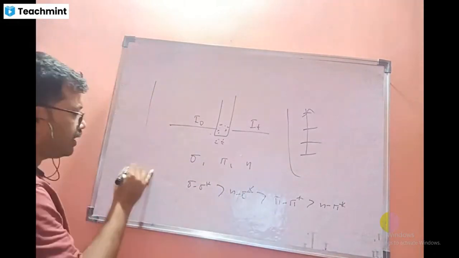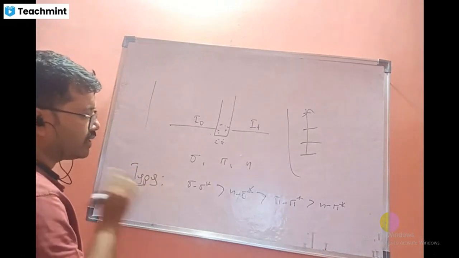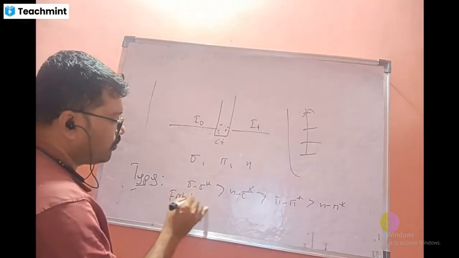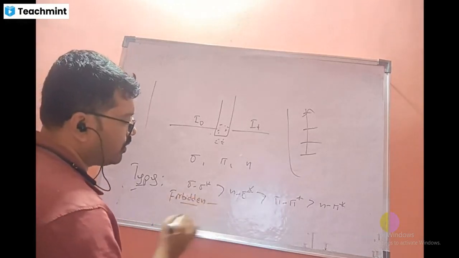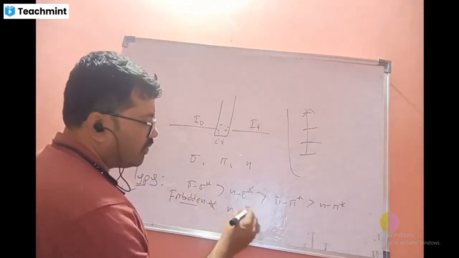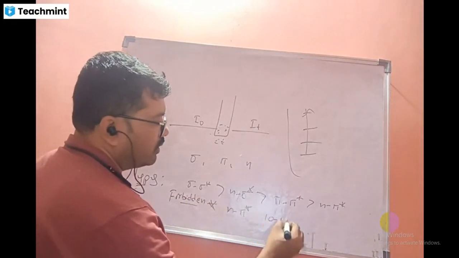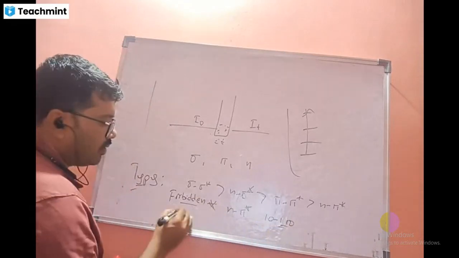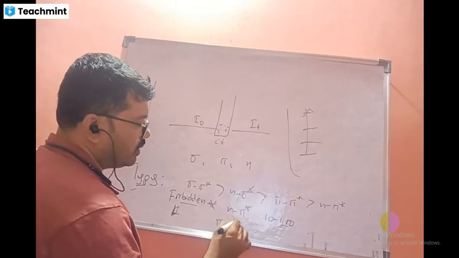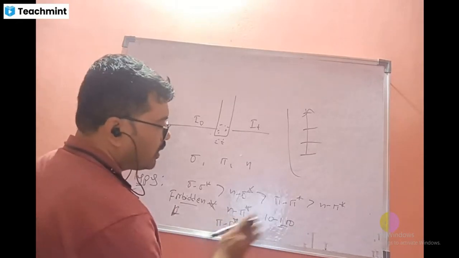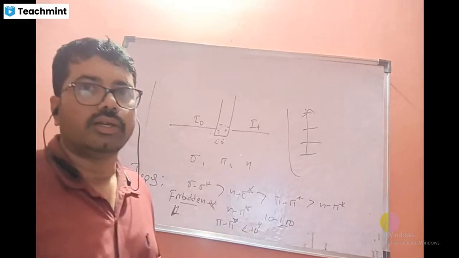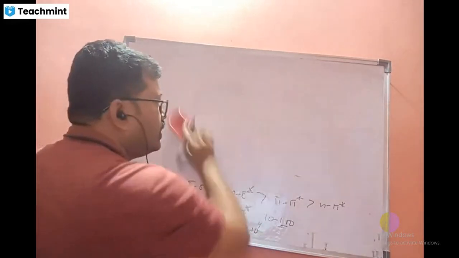These are the types of transition. Among these types of transition, which is forbidden? If it does not show in the UV region, or does not appear, it is forbidden. n to pi star is forbidden actually, with intensity only 10 to 100. What about allowed? Pi to pi star is allowed because it belongs to the UV region, with intensity more than 10 to the power of 4. Forbidden and allowed, and symmetry.